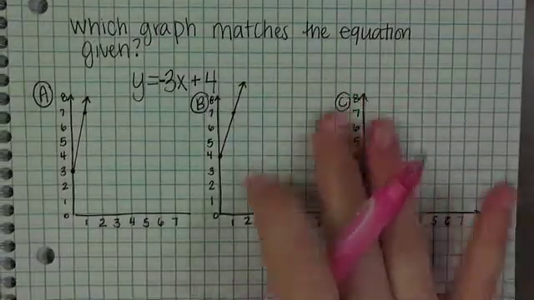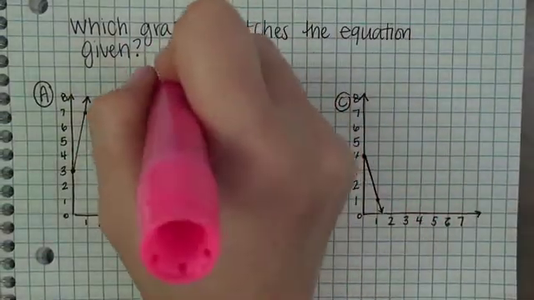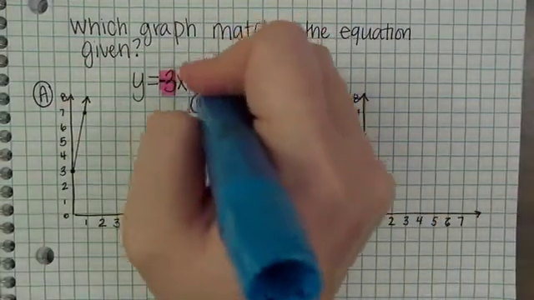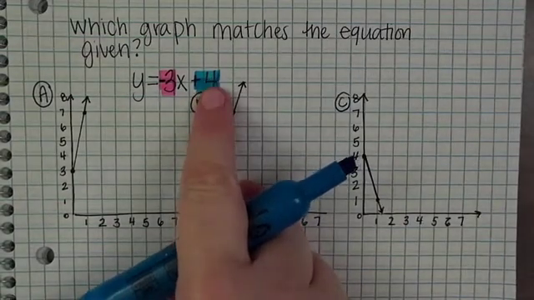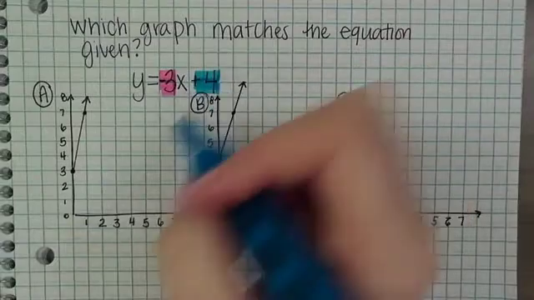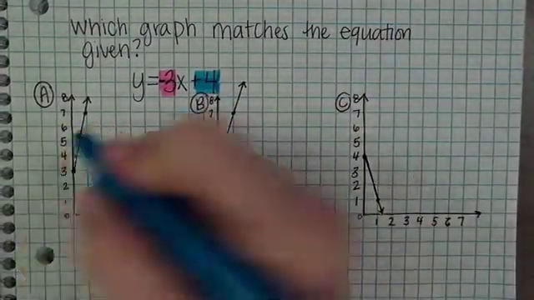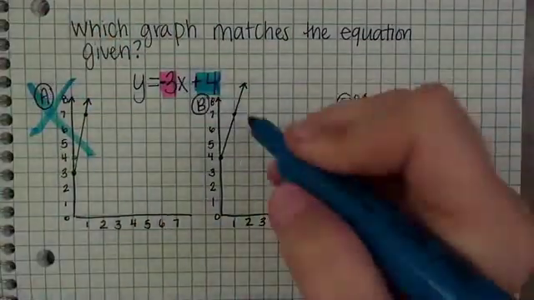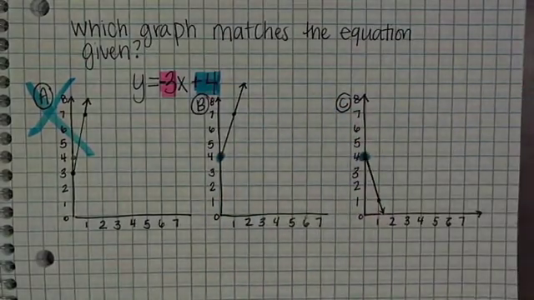Okay. Last problem is which graph matches the equation given. So y equals -3x, and then the b is 4. Again, I like starting at the starting point or the initial value. So I'm going to make sure which of these start at 4. Well, that one doesn't start at 4, so that one is already out. This one starts at 4, so that's good. This one starts at 4, and so that's good.